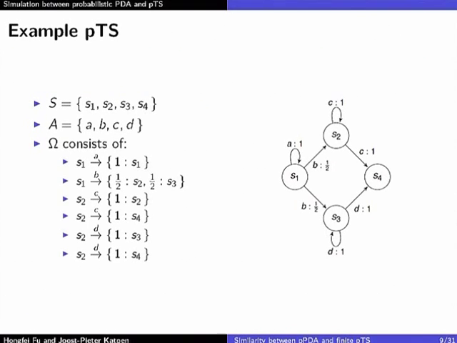Here's a small example. Here you have those four states. In state S1, you can either do an A, and then with probability 1, you will take the self loop. You can also do a B, and then with probability half, you go there, and with probability half, you go there, and so forth. So I think pretty straightforward.